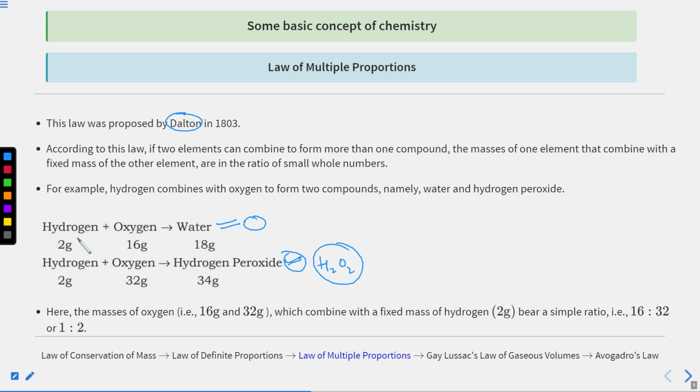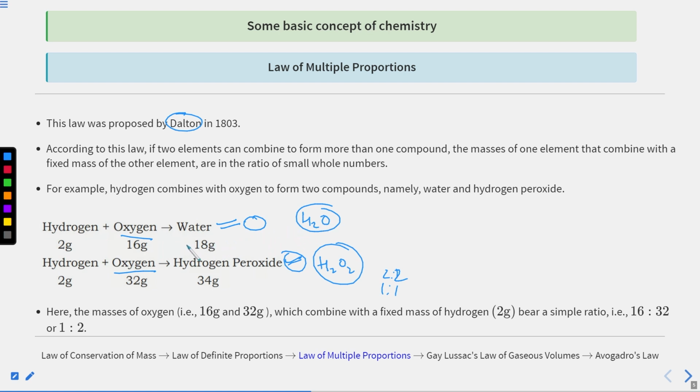If you see here, the content of hydrogen is the same, that is 2 hydrogen, but the amount of oxygen is changing from 1 to 2. So here the ratio is 2 is to 2, or you can say 1 is to 1. That means the same amount of hydrogen and oxygen is present. But if we say it for water, this case is not the same.